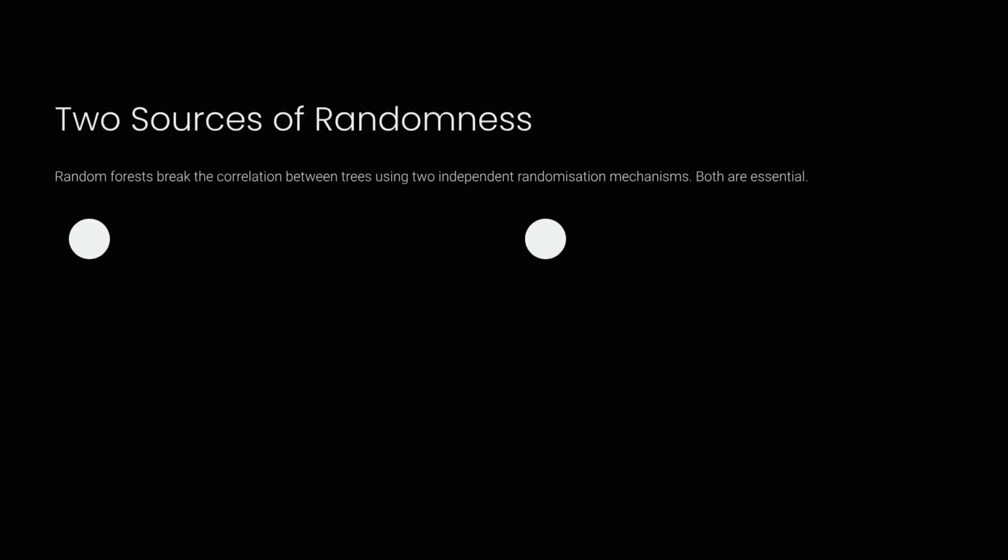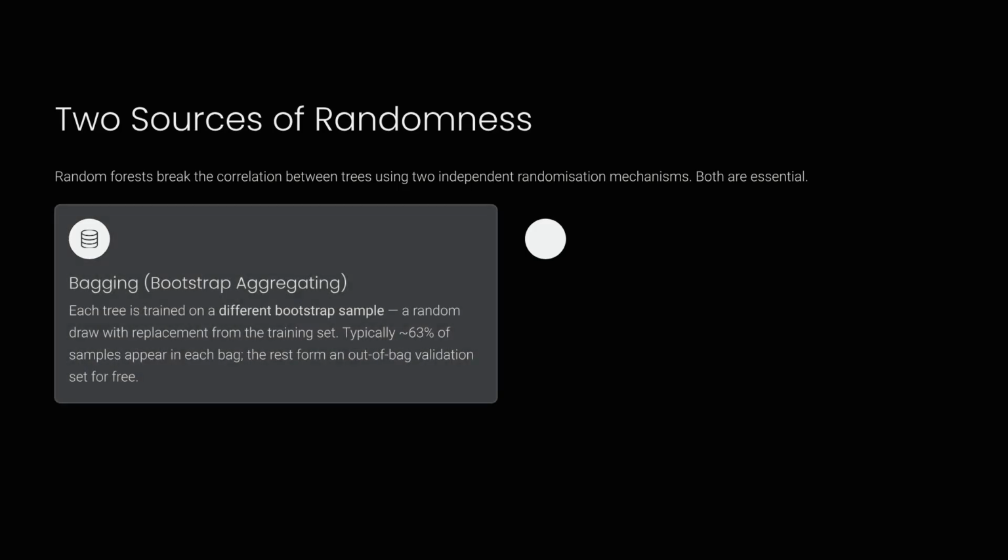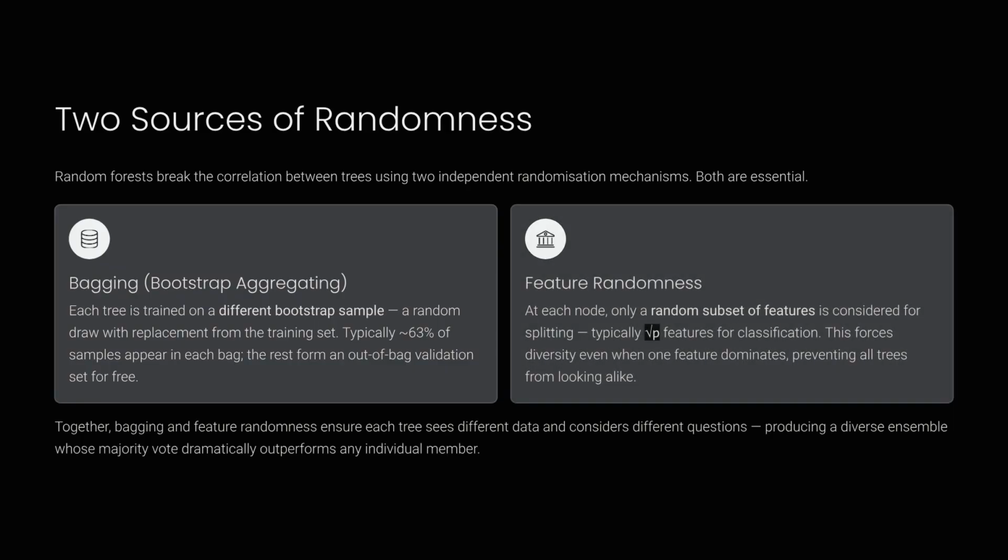Random forests use 2 randomness sources to decorrelate trees. Bagging trains each tree on a different bootstrap sample. Feature randomness considers only a random subset of features at each node split, forcing diversity among the trees.